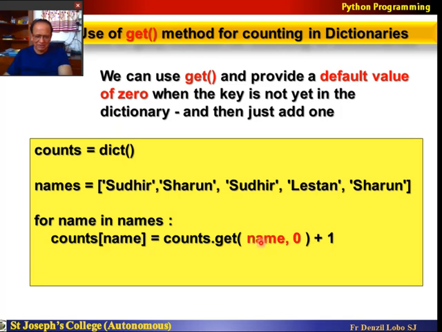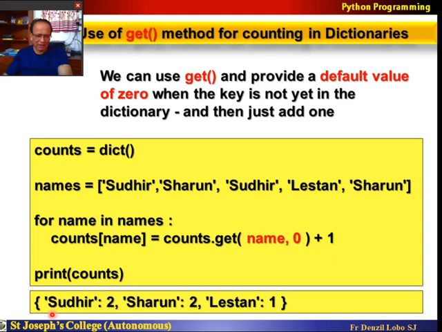If the name does not exist in counts, it assigns 0. For example, Sudhir at the beginning is not there, so it assigns 0 and then adds 1 here, so it becomes 1 the first time. Otherwise, if it exists, it takes the number as you have seen in the earlier slide. It gives you how many times it appears, the value of that key in the dictionary, and then increments by 1. Then, if we print counts, it automatically says Sudhir 2, Sharon 2 and the rest 1.